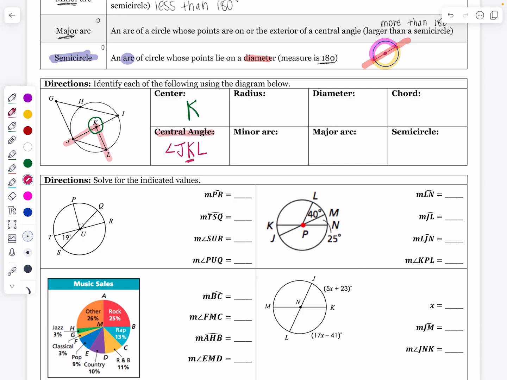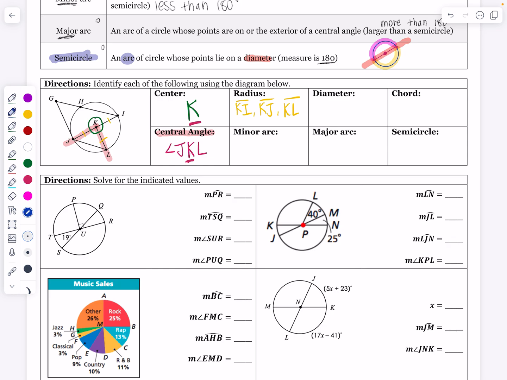So not only is it the center, it should also be that middle letter whenever you name a central angle. So JKL. There are several different radii in this picture. K to J, K to I, and K to L, all the same length. There are also some that aren't even drawn in. There's one from K to H if you wanted to add that one.